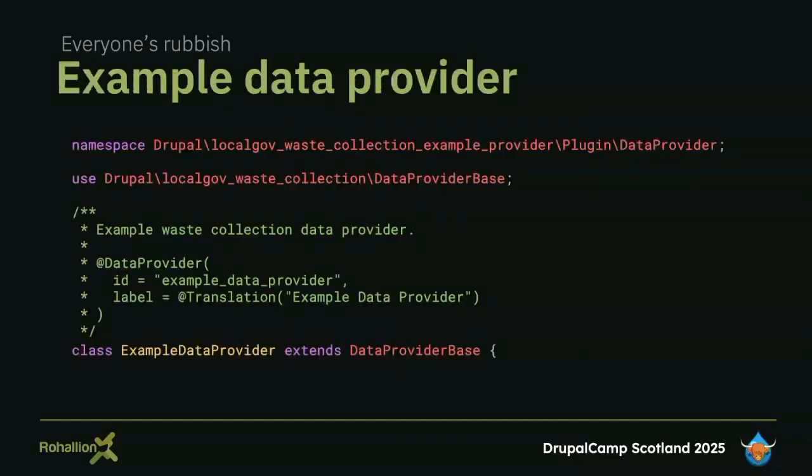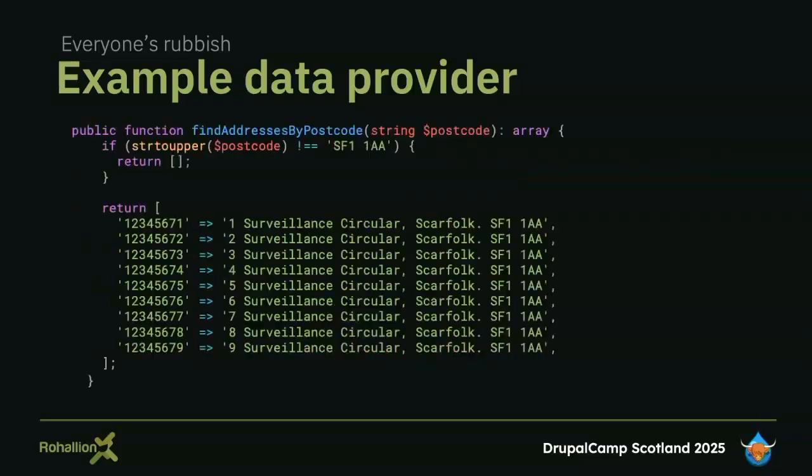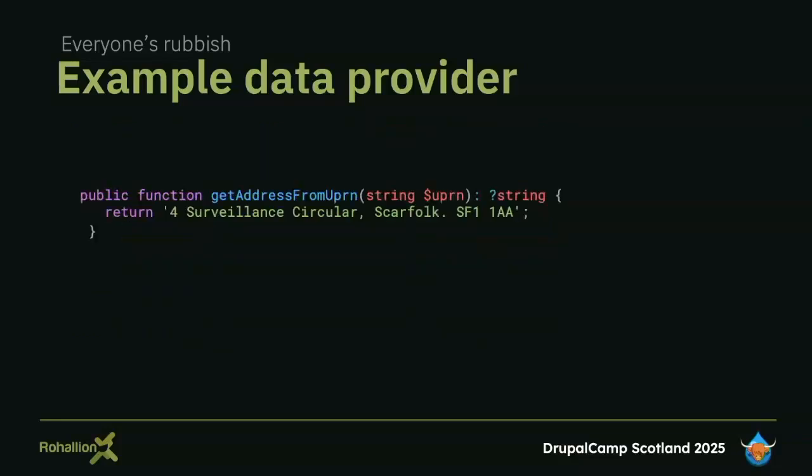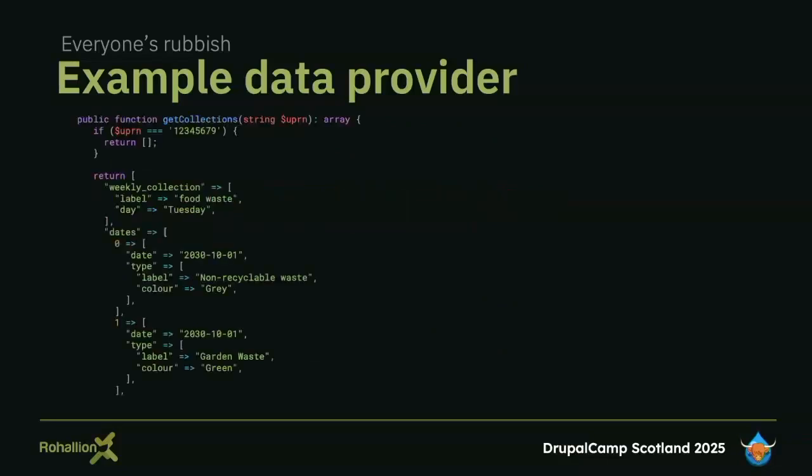So the example data provider, just very, very quickly to illustrate this. There's our annotation at data provider, which allows for discoverability. There's our example data provider ID and the human readable name. The example data provider, find addresses by postcode, just returns a static array of addresses in Scarfuck, keyed by UPRN. Get address from UPRN returns a single address for all cases. And get collections returns an array of collection data in the right format.